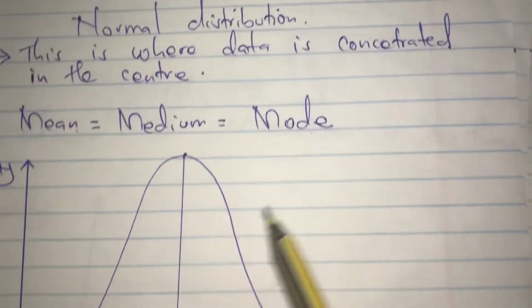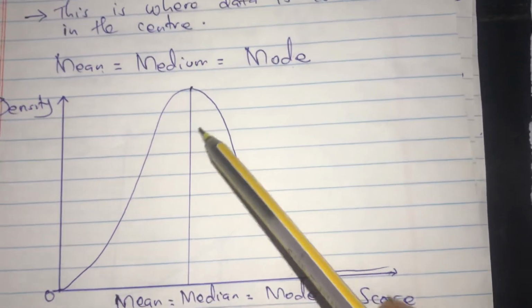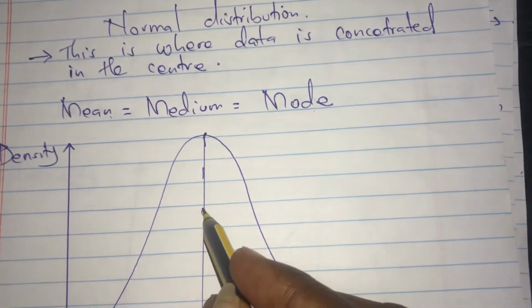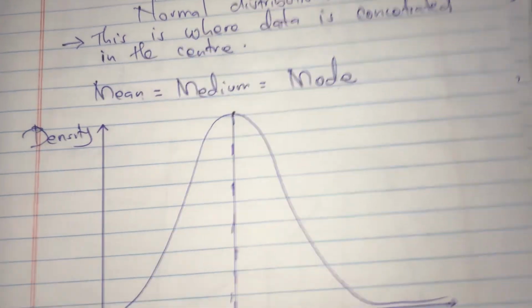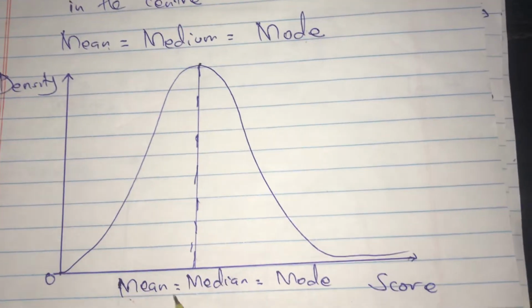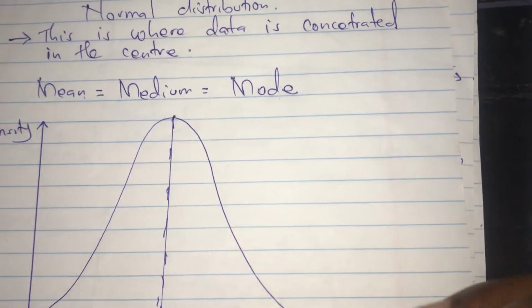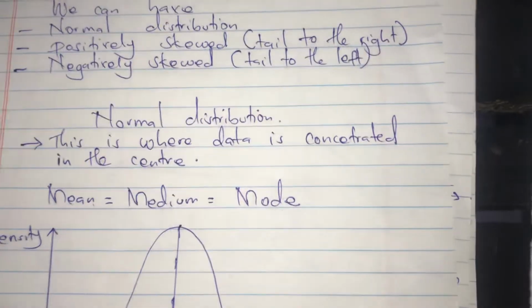presentation of a normal distribution is this one: density, and then the score in the middle here, like that. This line has to be dotted. In the middle here, mean is equal to median and it is equal to mode. When you get them all equal, then you just know that it is a normal distribution of data, that it's rare to get.